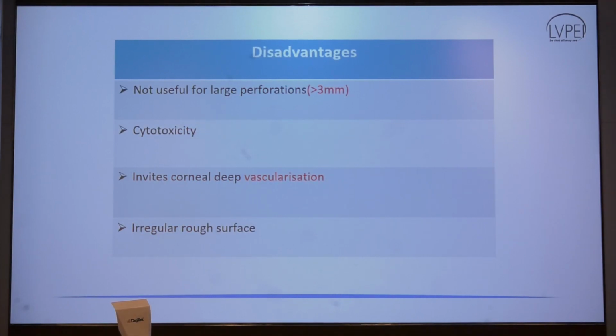Also, it is shown that tissue cyanoacrylate exhibits bacteriostatic effect on gram-positive bacteria. So cyanoacrylate may not be an ideal tissue adhesive. We do have some disadvantages. It is not useful when the perforation is too large, and it exhibits some cytotoxicity. So care should be taken that it should not enter the anterior chamber. Cyanoacrylate glue invites deep corneal vascularization, which leads to poor graft survival outcomes later on. Cyanoacrylate rapidly polymerizes when it comes in contact with any body fluid, so an irregular rough surface is created, which makes applying a glue BCL later on mandatory.